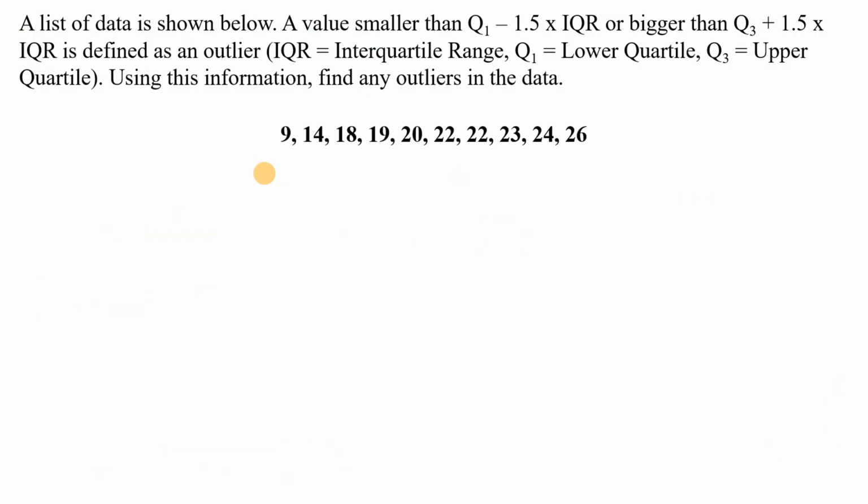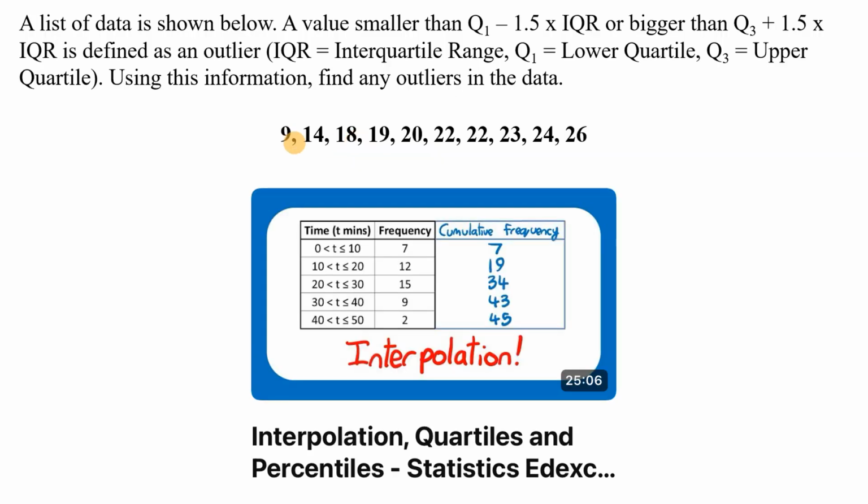Okay, so here's an example question where we're told a list of data is shown below, which is this here, and a value smaller than Q1 minus 1.5 times the interquartile range, or bigger than Q3 plus 1.5 times the interquartile range is defined as an outlier. So this is the first method that we talked about at the start of the video. And using this information, we need to find any outliers in the data. So to do this question, firstly, we need to find the quartiles and the interquartile range. Now, we talked about how to do this for a list of data in the quartiles and interpolation video, so go back to that if you need a reminder of how to do it.